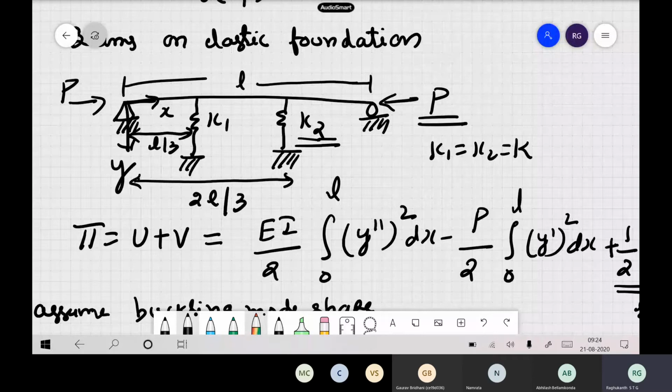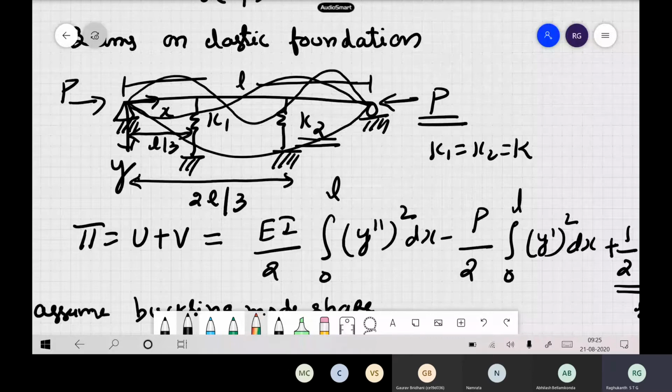Somebody says first mode. So one person told third mode. Why not second mode, right? See, second mode means it will be like this actually. This is the second mode, you followed. Then the first mode means you see something like this. The column can buckle like this also. And suppose if springs were not there, definitely it will buckle in first mode only.